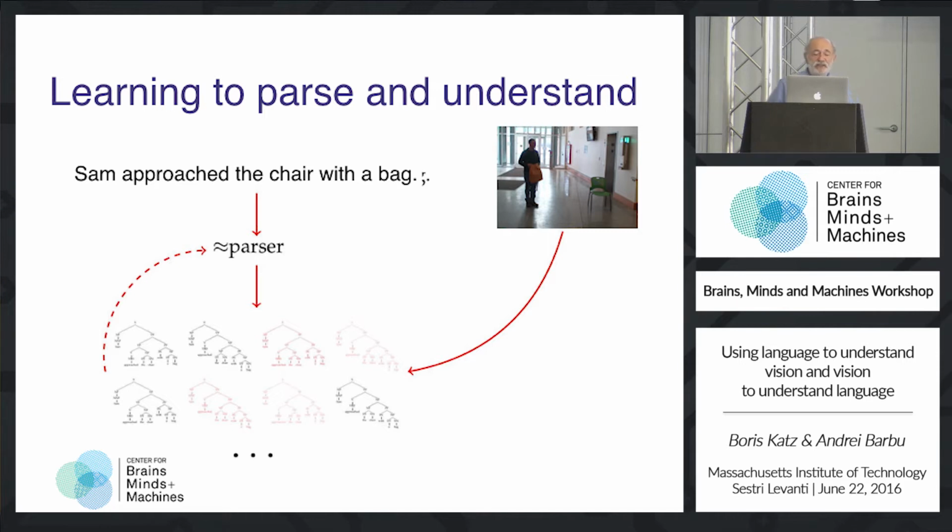Later in this talk, you will see a joint vision and language model which attempts to explain how children learn language, not only the meaning of words, which is the lexicon, but also the structure of the language, the parser. It is very interesting that the machinery that Andrei will describe later that we use to try to solve this problem is actually a generalization of our previous approach to the disambiguation problem.